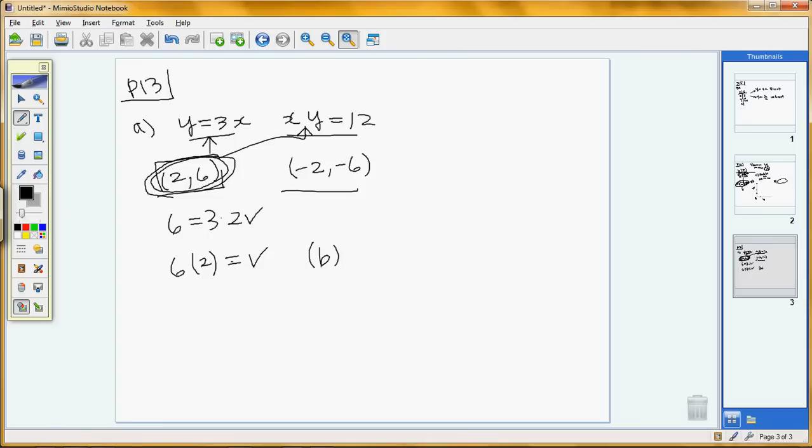Part B. Sketch the graphs on graph paper. Show the location of the intersection. Okay, so do that. You don't have to have graph paper, but if you can, just sketch it.